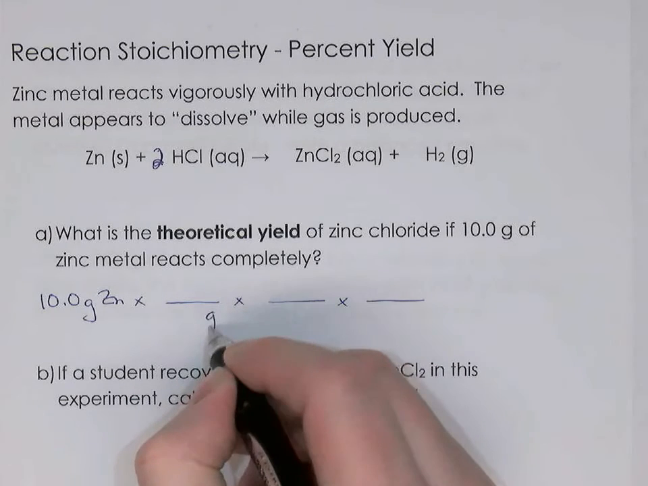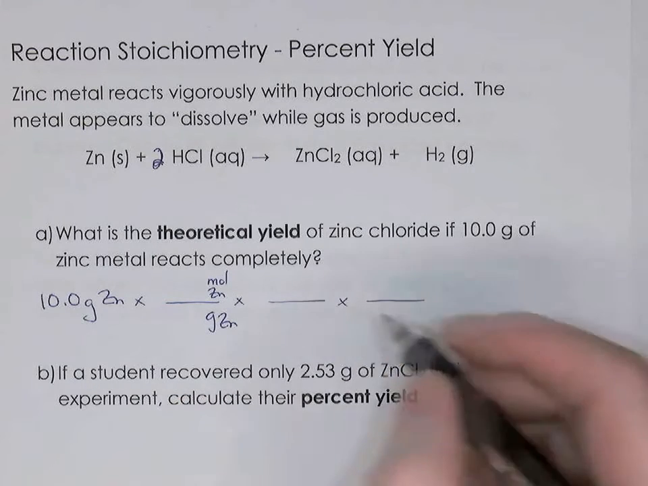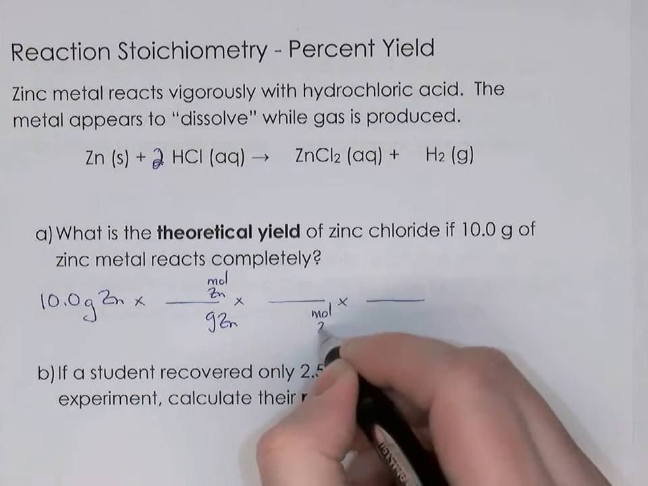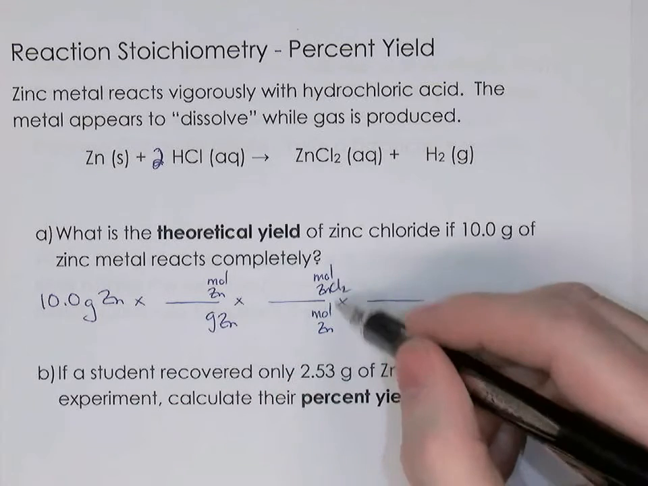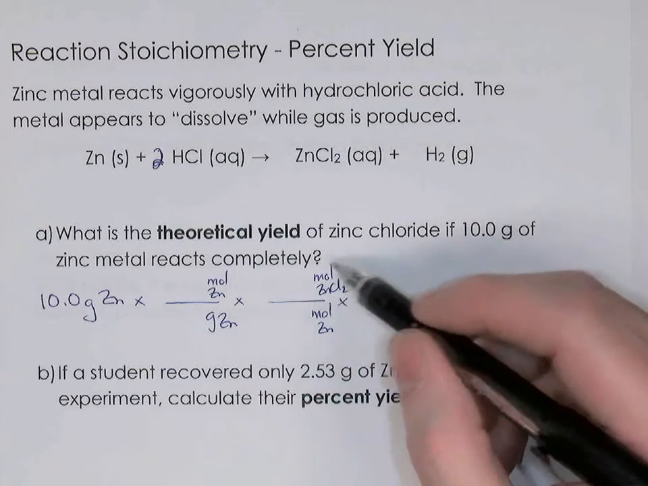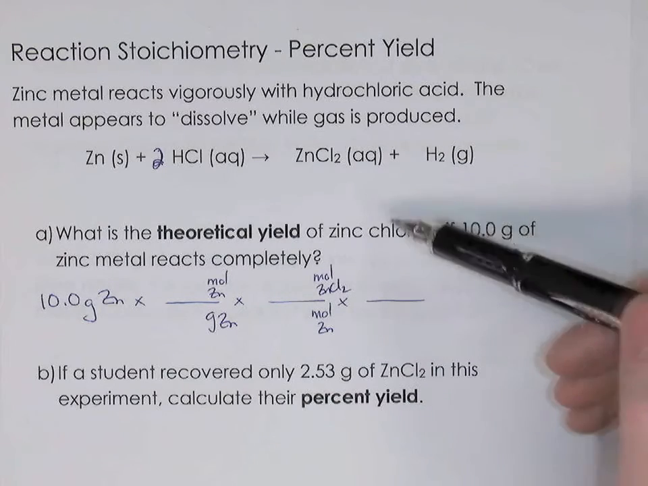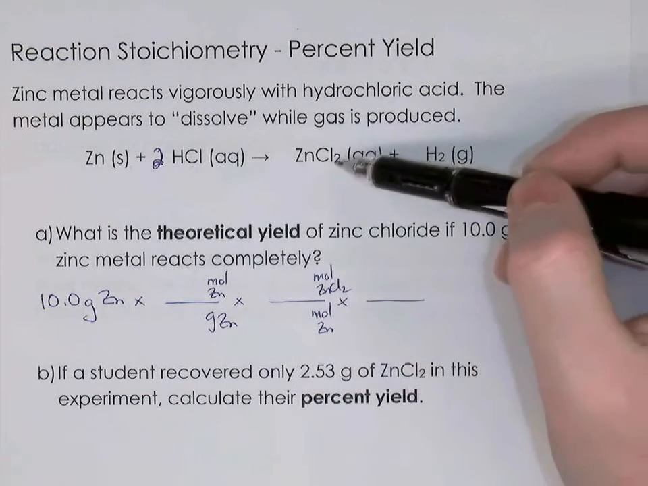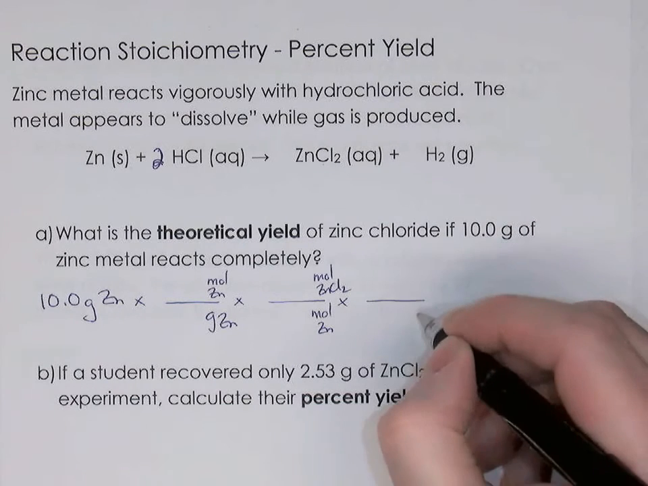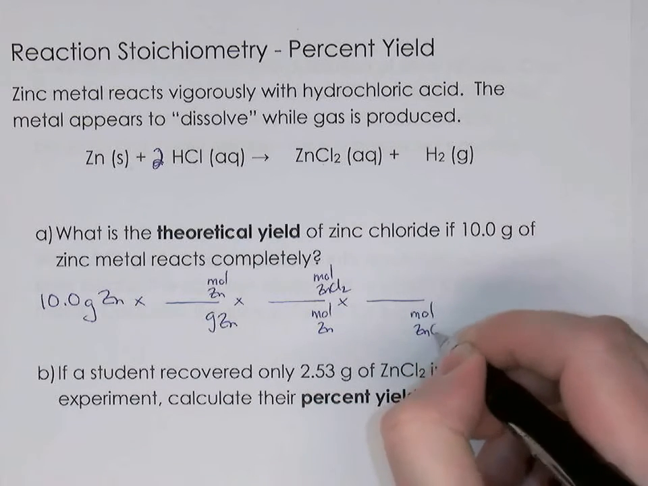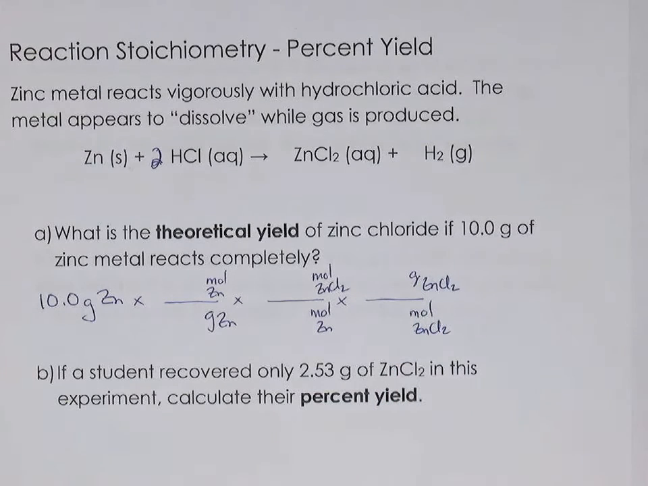So we'll convert our grams of zinc to moles of zinc using the molar mass of zinc. We'll convert the moles of zinc to moles of zinc chloride. And whenever I convert the moles of one substance to moles of another substance, I know I'm using the ratio from the balanced equation. In this case, 1 mole of zinc produces 1 mole of zinc chloride. That's going to be a 1-to-1 ratio. And finally, we'll convert the moles of zinc chloride into grams of zinc chloride using its molar mass from a periodic table.